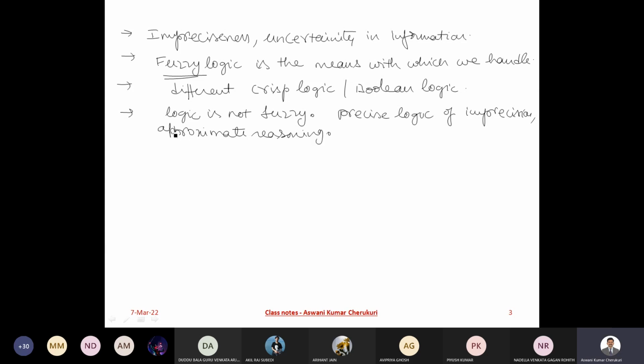So basically, fuzzy logic is not a fuzzy thing. It deals with imprecision. It deals with approximate reasoning. It deals with uncertainty in the real world applications.